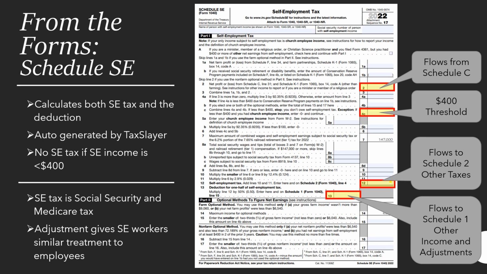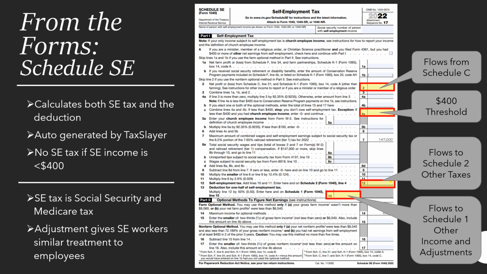Note on Schedule SE, that's SE for self-employment, where the self-employment tax and the accompanying adjustment is calculated, that neither the tax nor the adjustment flow back onto Schedule C. Instead, the tax flows through Schedule 2, other taxes, before making its way onto the 1040 in the taxes section, and the adjustment flows through Schedule 1, eventually making its way onto the 1040 on the adjustments line.